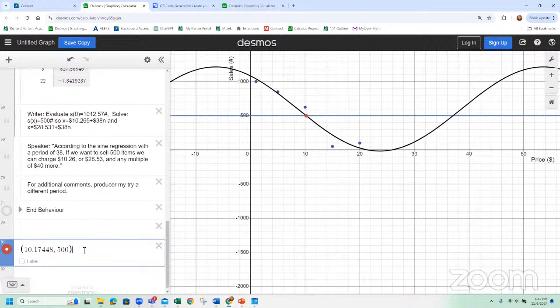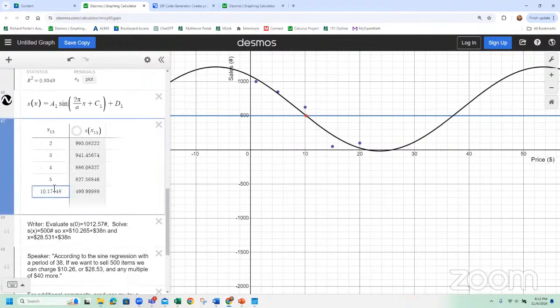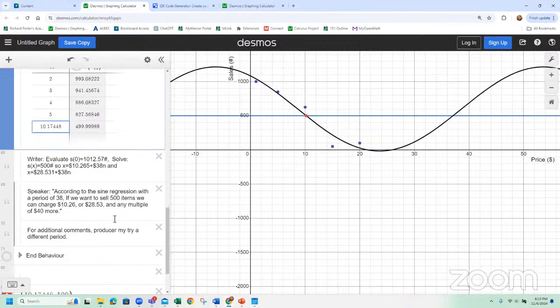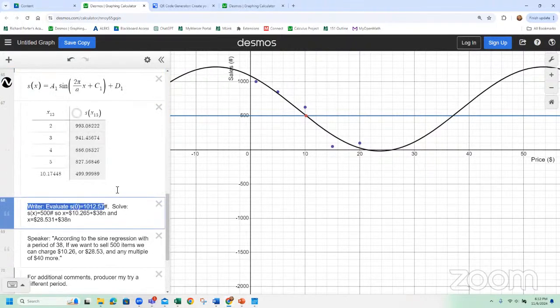You can lift the point out. So you can do it that way. That's a new feature of Desmos. How fun for us. Put that there. And so that means at the price of 10 point whatever, I would sell 500 items. Okay, so the writers can do the evaluates and they can do the solves and they can write it out.